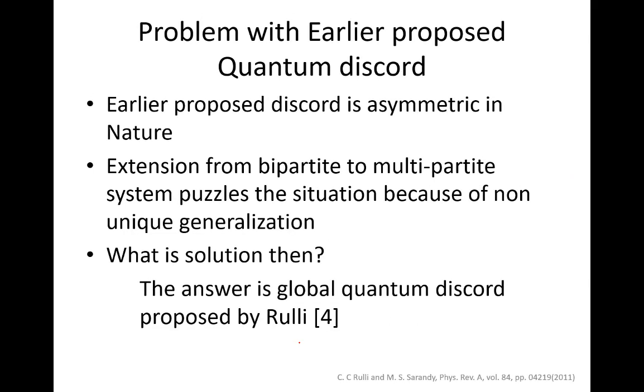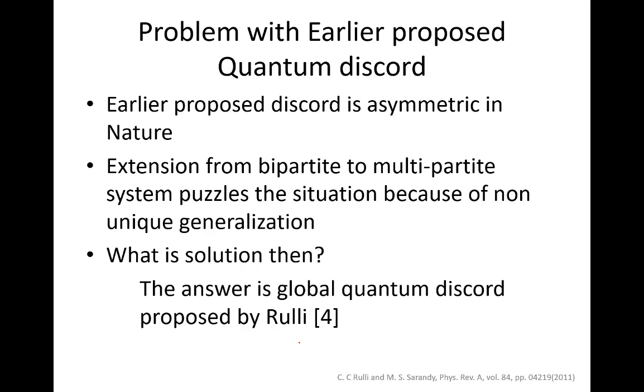So now that we have calculated the quantum discord formula and applied it to entangled states, Bell states, I told you that in the previous derivation of discord there is an issue: this earlier proposed discord formalism is asymmetric. And not only this, but whenever you extend your system from bipartite to multipartite, the situation becomes puzzling because of non-unique generalization. So this has many non-unique generalizations.